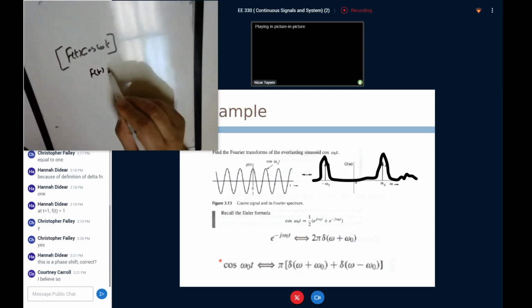Okay? So let's see, if F of omega was at 0 and cosine omega 0 is like 200 kilohertz, if we talk about frequency, not omega 0, this signal will be shifted by 200 kilohertz and scaled by 1/2. If this is 1, the amplitude becomes 1/2.